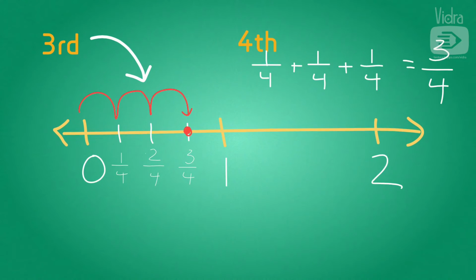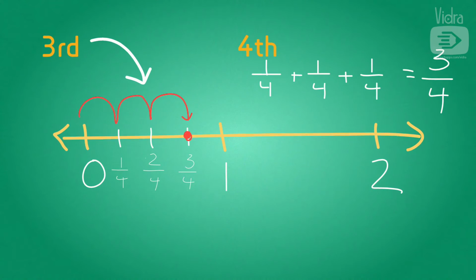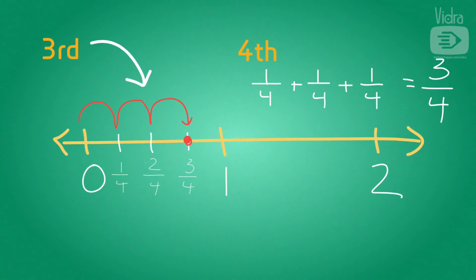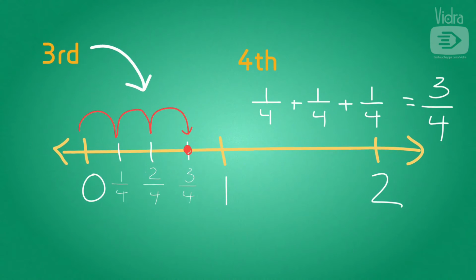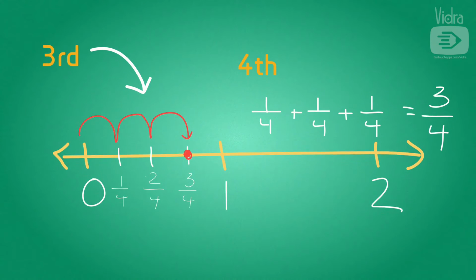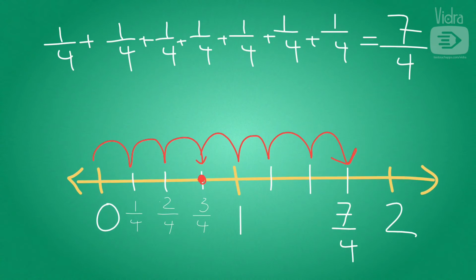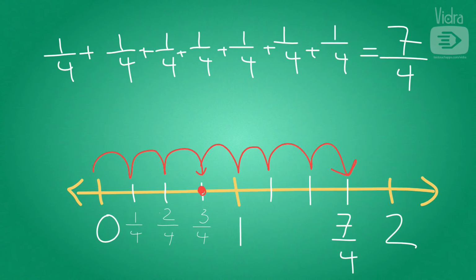This can also be represented on a number line in third grade. And in fourth grade, it is explicitly taught as the addition or the sum of unit fractions that make your final fraction. In the same fashion, 7/4 is a distance of 7/4 from 0.